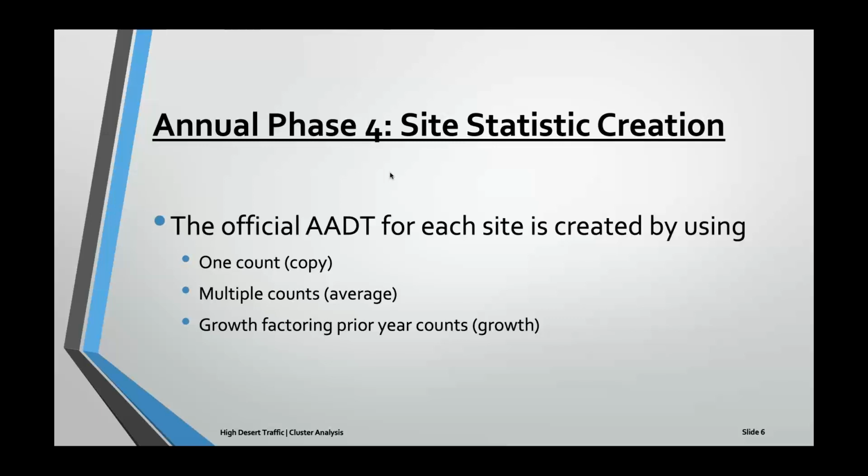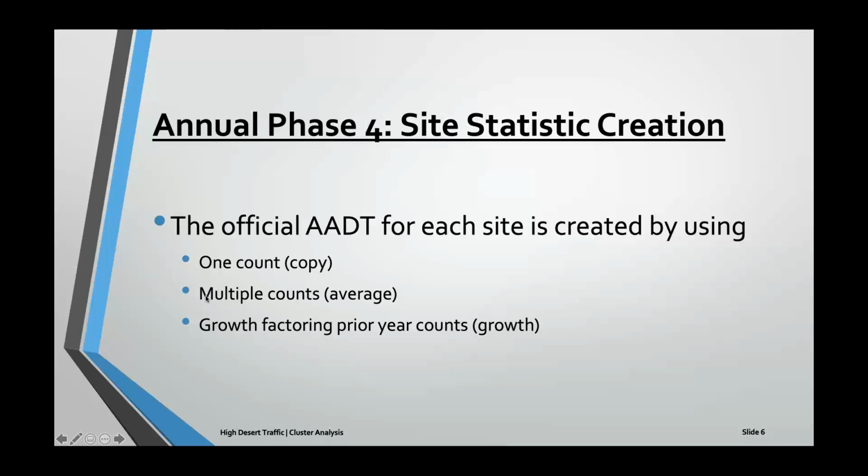And site ADTs are the official ADT for that site. That site ADT may consist of just the count ADT. So if that site was counted in the current year once, we'll just copy that count ADT and make that the official site ADT for that site. Sometimes you might have more than one count at the same site, in which case maybe the appropriate thing to do would be to average those counts together to come up with the official site ADT. In that case, the site ADT might not match either count ADT. So again, kind of exemplifying what we're talking about here.